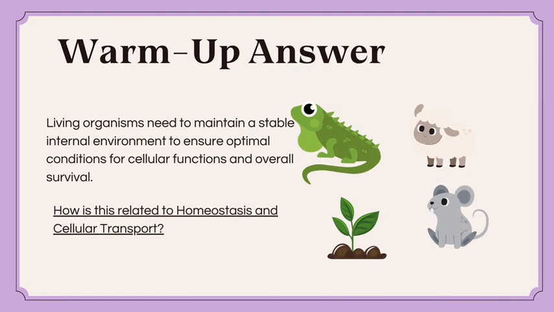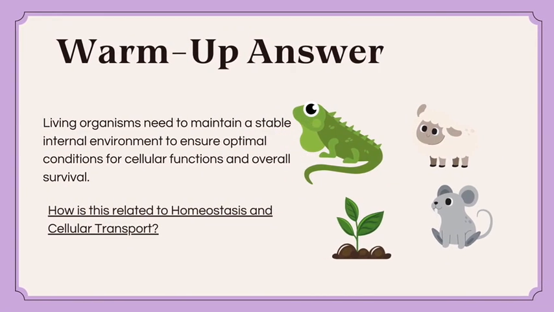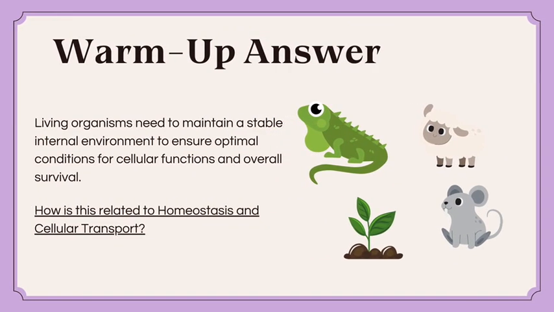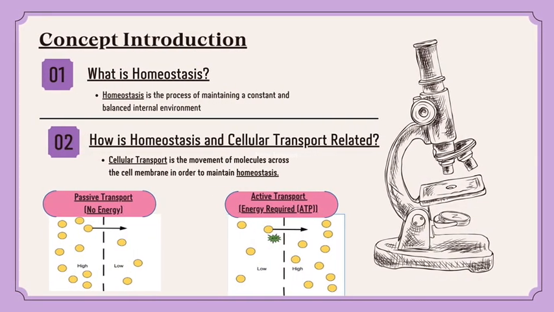So the answer is living organisms need to maintain a stable internal environment to ensure optimal conditions for cellular functions and overall survival. So how exactly is this related to homeostasis and cellular transport? We're going to be moving to the concept introduction.